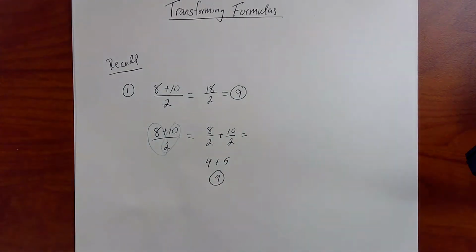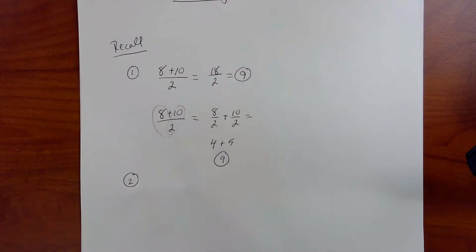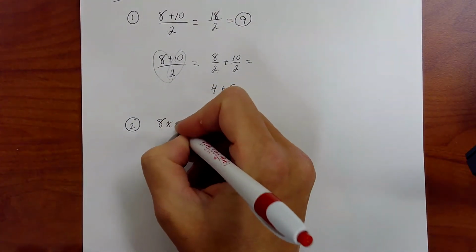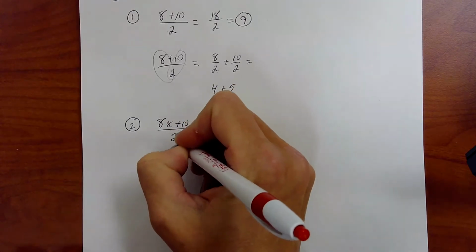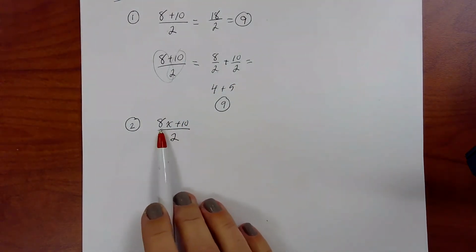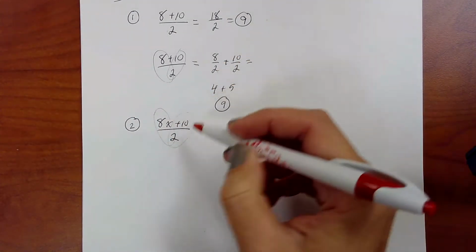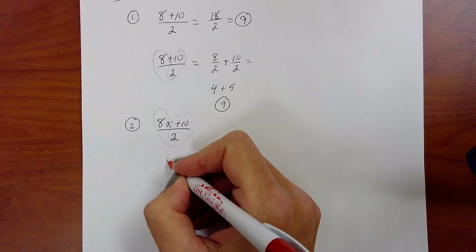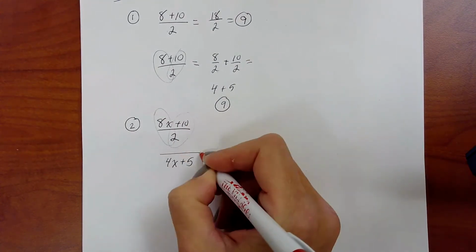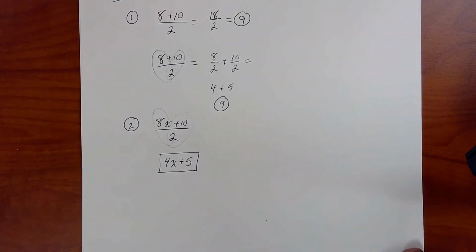All right, so let's try something here. So if I gave you something with variables, like 8x plus 10 over 2, okay, similar. Now in this one, we can't put together the 8x and the 10. So we have to do the divide and conquer thing. So the 8x divided by 2 is 4x. 10 divided by 2 is 5. That's all you would be able to do. Okay?